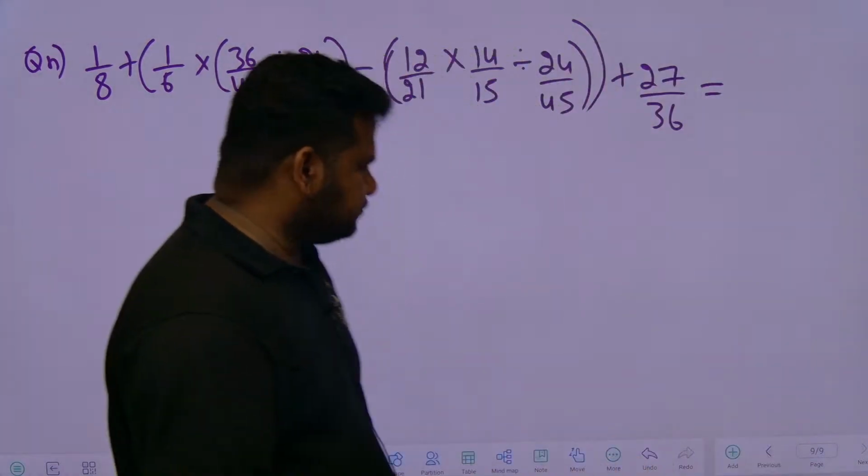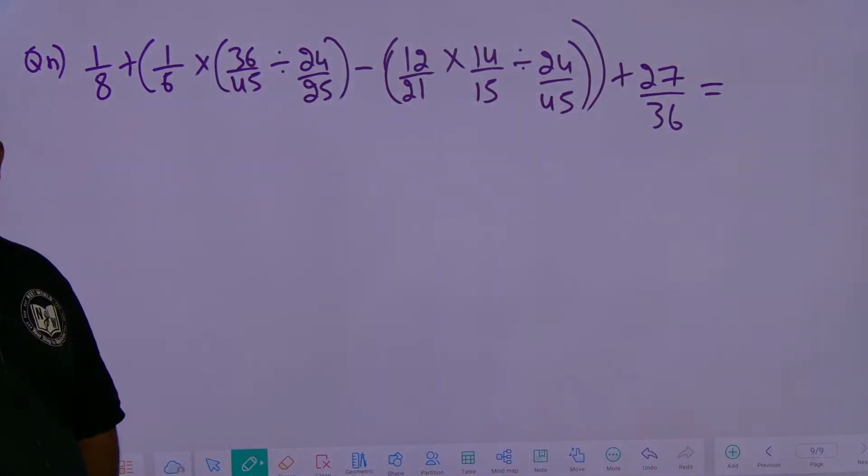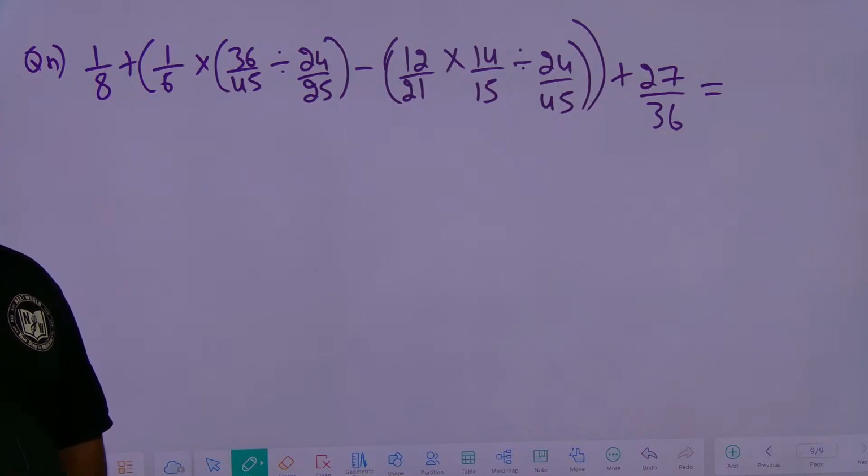So how to do this? There is division, but there is fraction also. So you should follow the method which I told you, that is, convert division to multiplication.